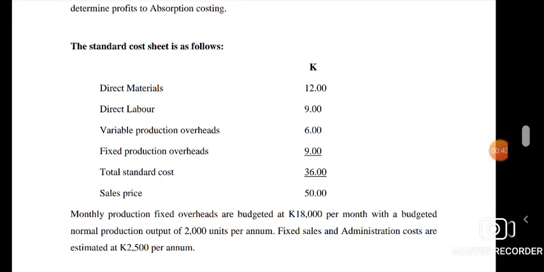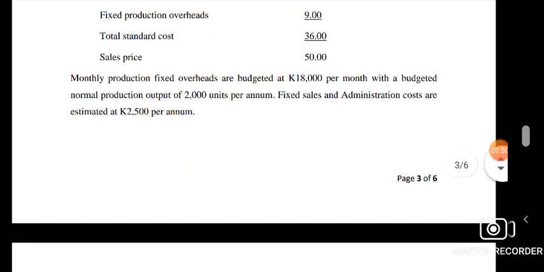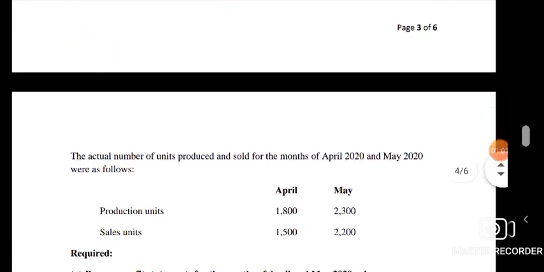Then we've given you the monthly production. Fixed overheads are budgeted at 18,000 per month, with a budgeted normal production output of 2,000 units per annum. Fixed sales and administration costs are estimated at 2,500 per annum. The actual number of units produced and sold for the months of April 2020 and May 2020 were as follows.